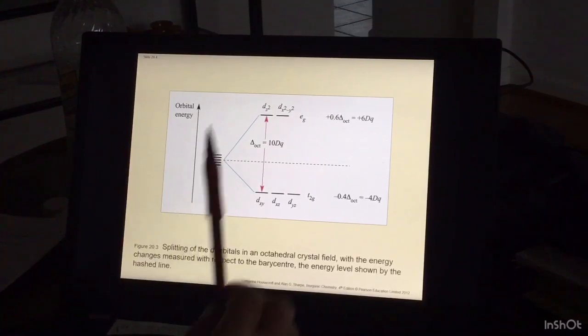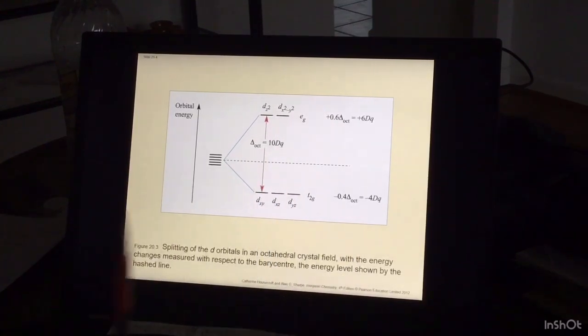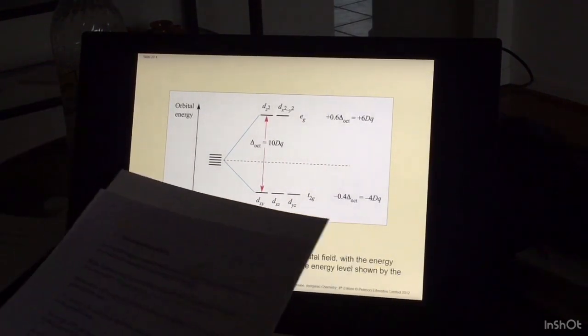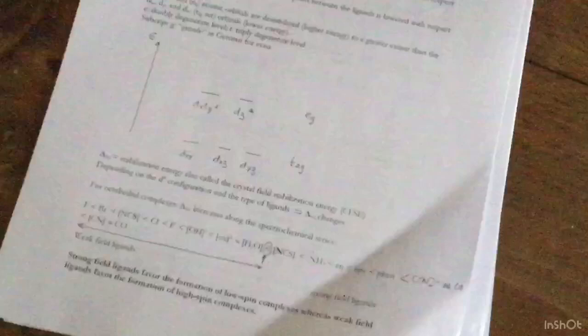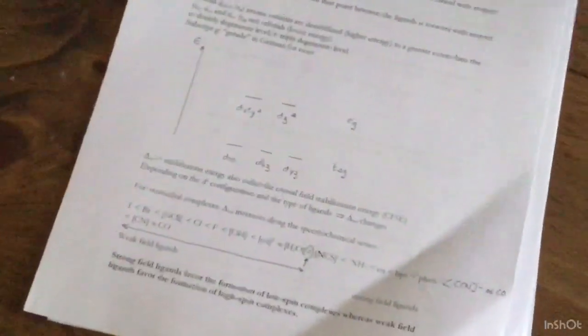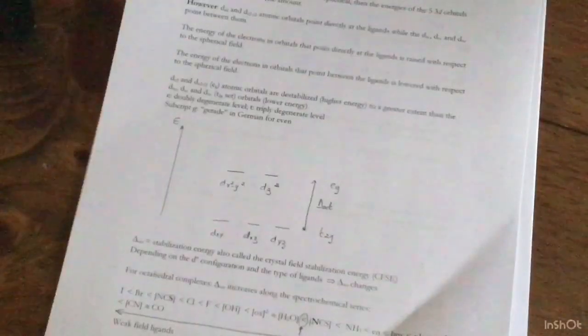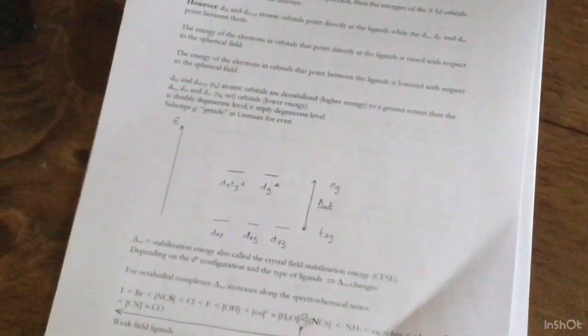One way or another, the difference in energy between those two sets is called the crystal field stabilization energy, or CFSE. That stabilization energy is usually labeled delta because it's a difference in energy between the two sets. And that delta has a little subscript oct for octahedral. We'll see that it changes a little bit when we apply this crystal field theory to tetrahedral complexes.